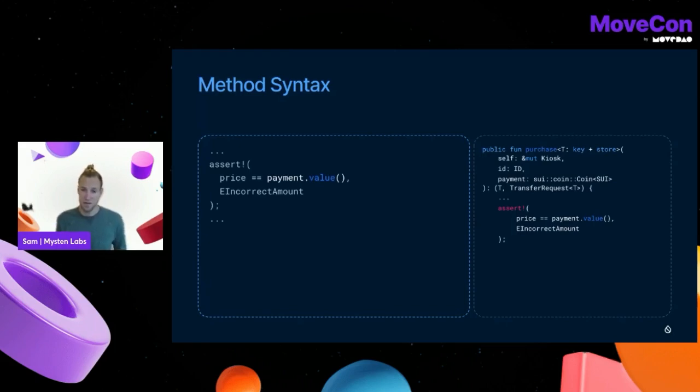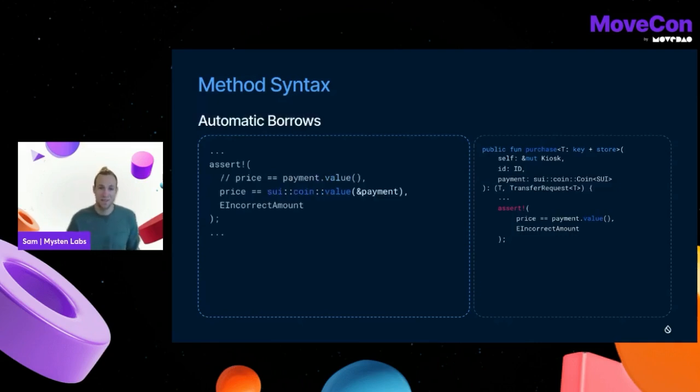So here's a function call where I get a coin as an input, and I want to check that it's a payment function, and I want to check that I'm getting the right amount. And so before I would have had to call a function on coin and pass payment as an argument, but now I can just call payment.value, which is a lot nicer. As I said, not rocket science, but boy, it really changes the way your code looks.